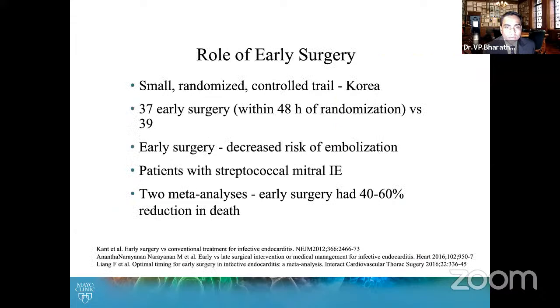As for the role of early surgery, there is very, very limited data. This study is from Korea, a very small study, 37 versus 39 patients. Early surgery was defined as surgery within 48 hours of randomization, and it noted that it reduced the risk of embolization, but it's a very, very small study. It was mainly in patients with streptococcal endocarditis. Most of them had mitral valve endocarditis. It did not include Staph aureus to a good extent.